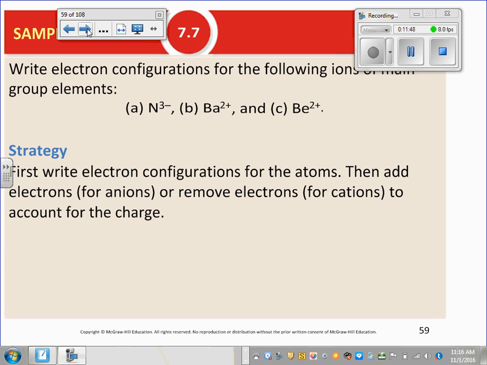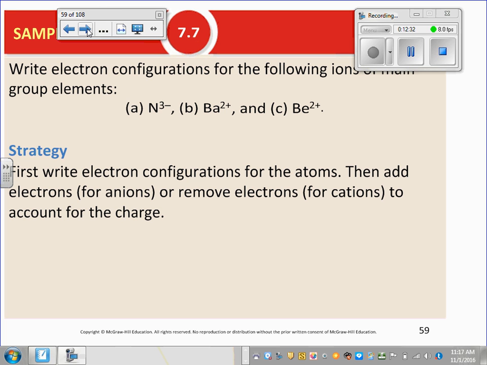So let's look at these: N3 minus. And what we got here, Ba2 plus. And lastly, Be2 plus. So N3 minus, how many electrons are we dealing with? 10. Nitrogen is 7, and we're adding 3 minuses. Ba2 plus, how many are we dealing with? Is it 54? 54, yes. And Be2 plus, how many are we dealing with?